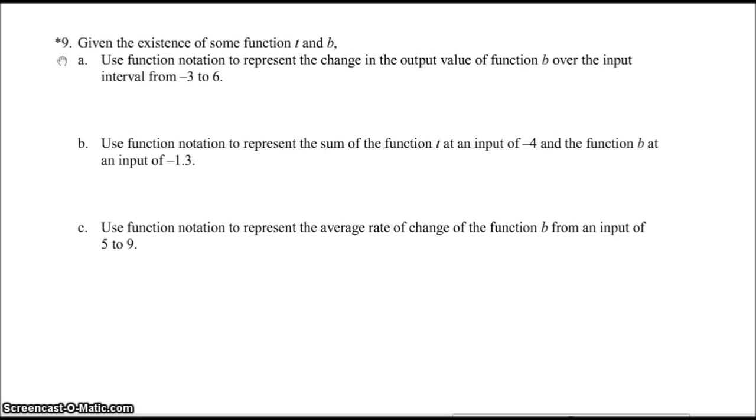Number 9. Given the existence of some functions t and b, I'm guessing that means there's two functions, use function notation to represent the change in the output value of function b over the input interval from -3 to 6. So remember that a change in the output value is just the final value minus the initial value. So here the input's changing from -3 to 6, so we simply need b of 6 minus b of -3.